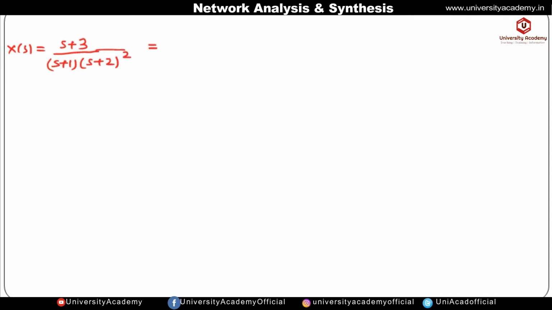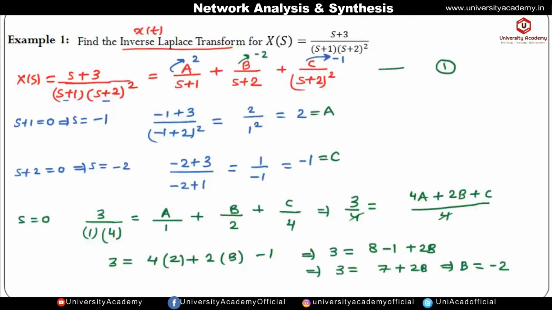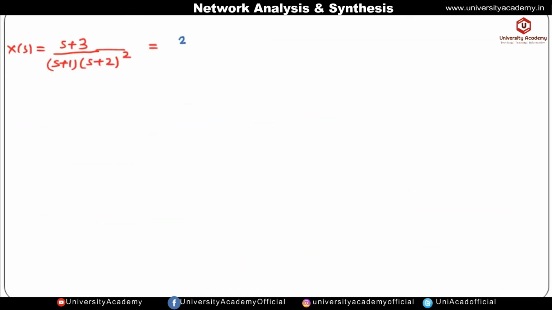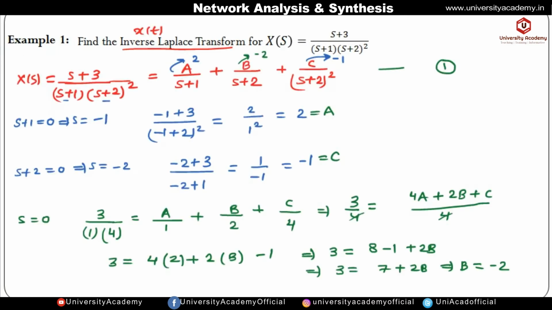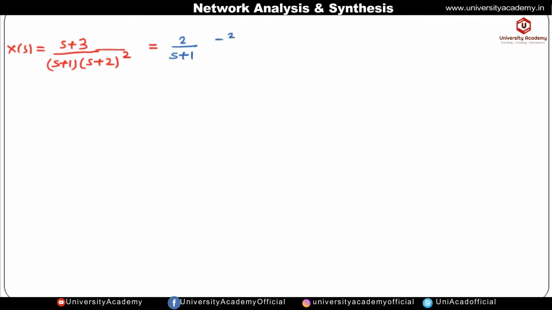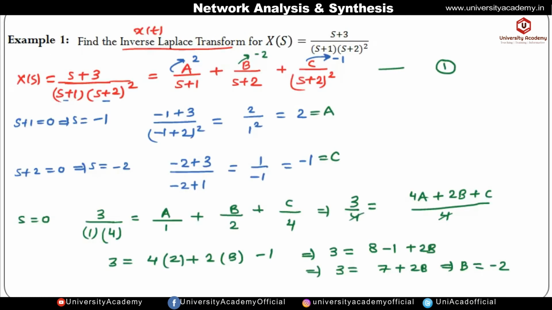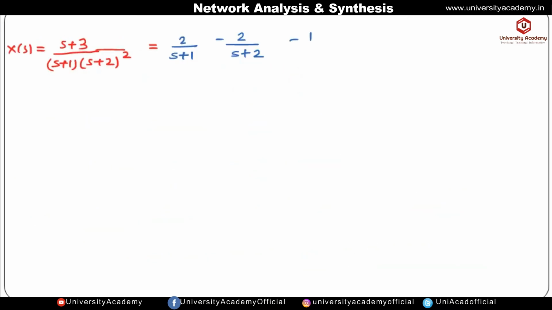Now A value we have obtained as 2 by S plus 1, so this is equal to 2 by (S plus 1). Then B value we have obtained -2, so this is -2 divided by (S plus 2), and C value we have obtained -1 whole divided by (S plus 2) whole square. So now we have solved. Now we have to find out x of t expression. For that we will be using inverse Laplace transform.